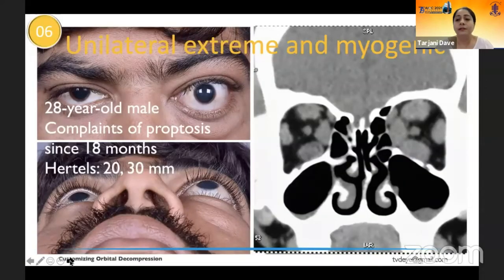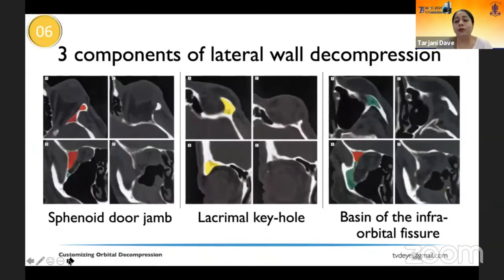The worst is this sort of a situation where you have unilateral disease, it's myogenic, and this is a real terror to treat. So again, a patient who's in the inactive phase, and again, a 10 millimeter proptosis over here with muscles which are really nice, fat, bulky. This becomes extremely difficult. And when you are in this sort of a situation, you want to maximize on your lateral wall. And what do I mean by that?